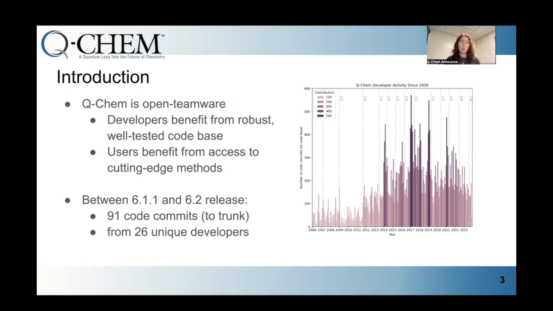So between the 6.1.1 release back in December and the 6.2 release, which was in May, we had 91 code commits to trunk specifically, which is, if someone's developing a method, they make a bunch of commits to their own branch and then merge that branch into trunk. So that includes bug fixes, that includes features, things like that, from 26 unique developers, which again, is only counting the merge to trunk specifically.